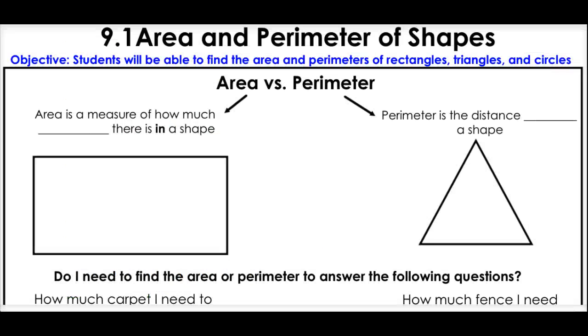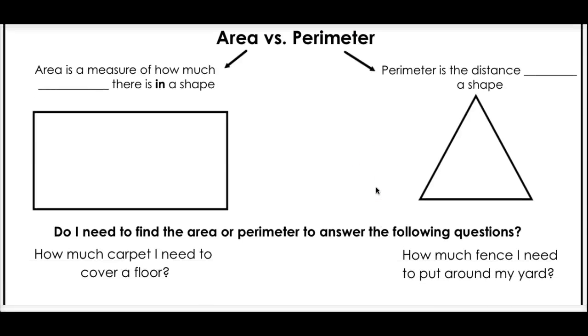Okay. Hey, welcome to lesson 9.1, area and perimeter of shapes. Today, the objective is for you, the student, to be able to find the area and perimeter of rectangles, triangles, circles, and even squares. So let's do a quick little review. What is area and what is perimeter? For those of you who forgot, here we go.